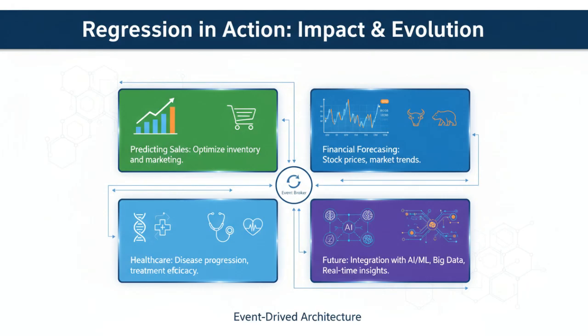Regression analysis is a cornerstone in countless real-world applications. Businesses use it to predict sales and optimize inventory, while financial analysts forecast stock prices and market trends. In healthcare, it helps predict disease progression or evaluate treatment efficacy. Looking ahead, regression continues to evolve, integrating seamlessly with advanced AI and machine learning algorithms to handle even larger, more complex datasets. Its future involves more sophisticated models, real-time predictive capabilities, and enhanced explainability, making it an indispensable tool for extracting actionable insights from the burgeoning world of big data. It truly empowers us to turn data into foresight.